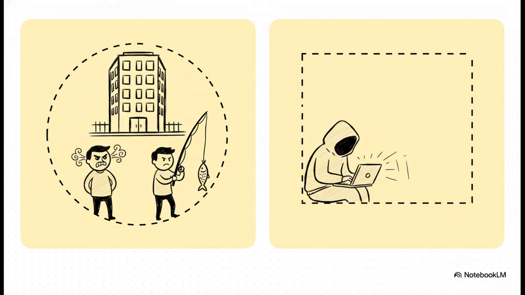Outsider threats are initiated from outside your perimeter. These are your classic remote hackers. But insider threats, those are incredibly dangerous because they originate from personnel who already have access to the system. Keep in mind for the exam, an insider threat can definitely be a disgruntled employee, but it can just as easily be a well-meaning coworker who accidentally falls for a phishing scam.